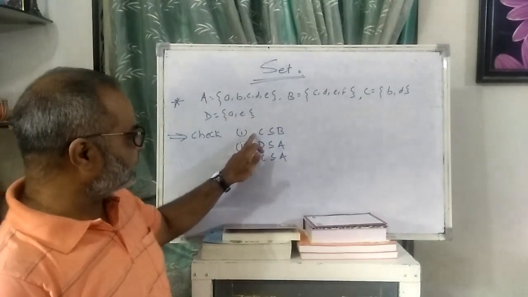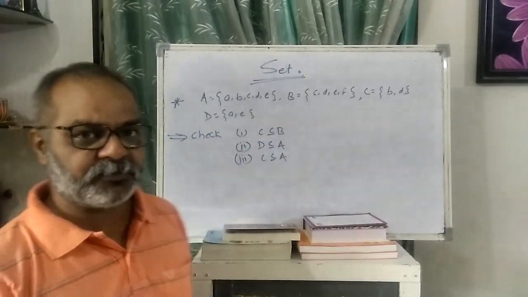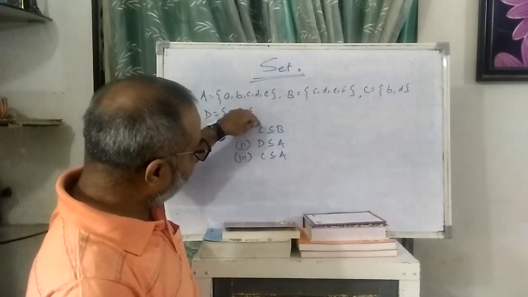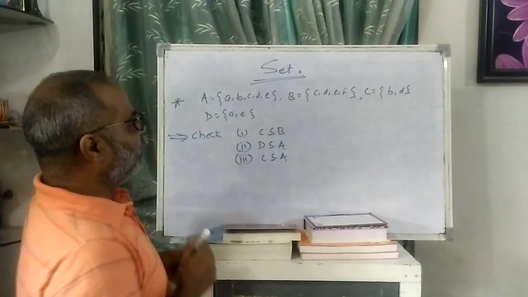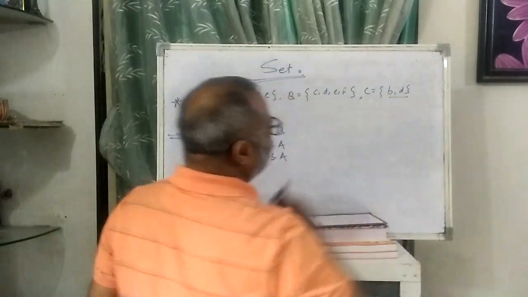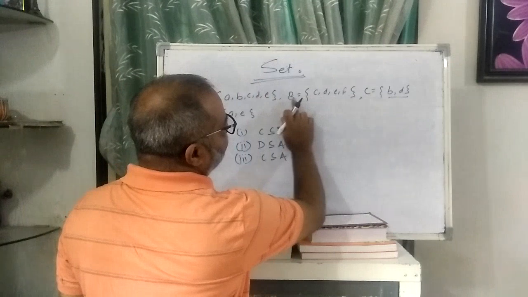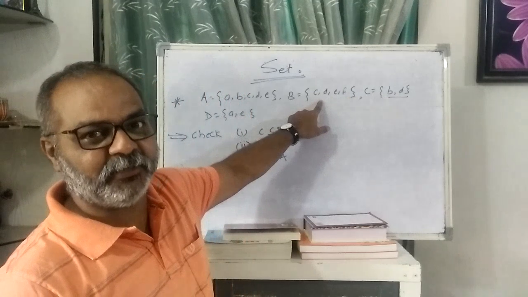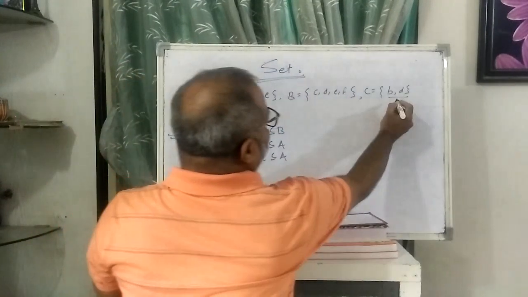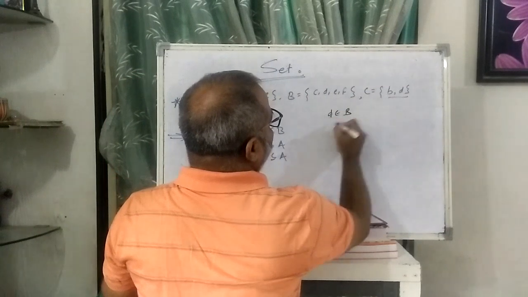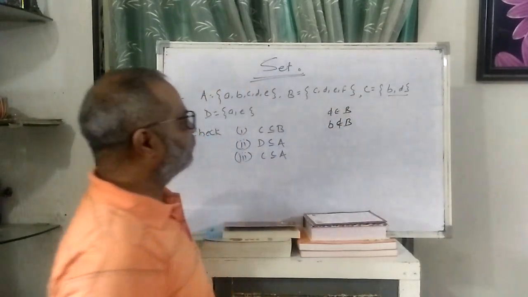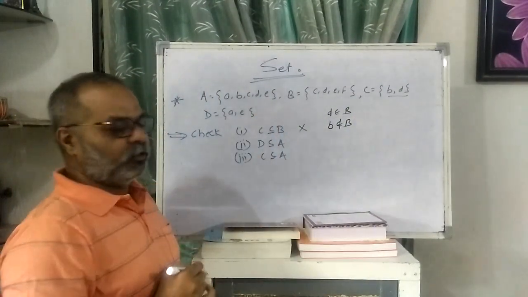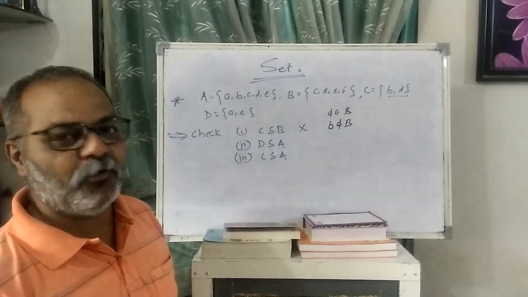We just check whether C is a subset of B. What is the concept of subset? Every element is present in that set. So C is a subset of B means that every element of C is present in B. We just check every element of C. The elements of C are B and D. Is it present in B? D is present in B, but B does not belong to B. There is no B present in that B. So this statement is wrong. So C is not a subset of B.